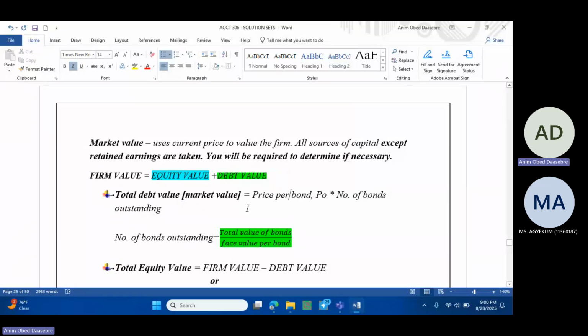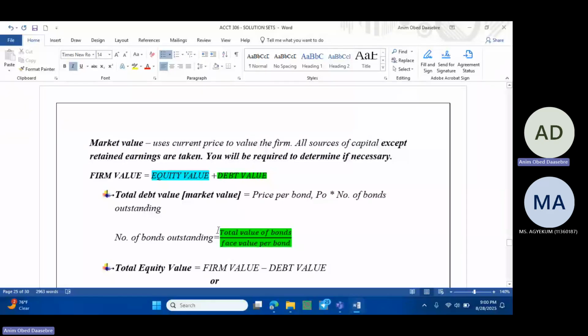So after finding the price per share or the bond price, they can also tell you to compute the total debt values. Now after you have computed your price, the number of shares outstanding is either given to you in the question, then you multiply it by the price that you have computed, then you find the total value of debts.